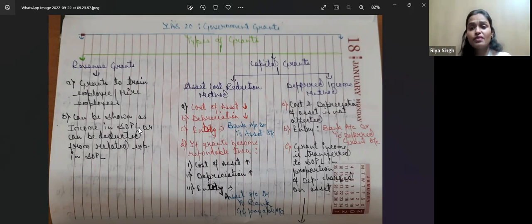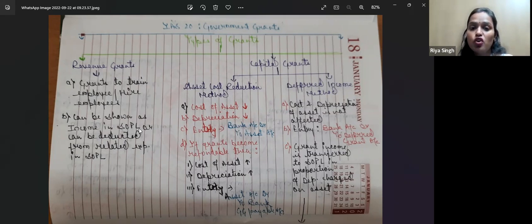Now come to capital grant. In capital grant, you have two kinds. First is your asset cost reduction method, and second is your deferred income method. Now, what is the basic difference between the asset cost reduction method and the deferred income method? When we calculate the amount of capital grants, or when we show it in our financial statement, the amounts will be the same. The answers after the calculation will be the same, but their methods are different only.